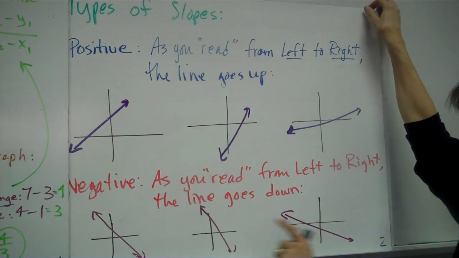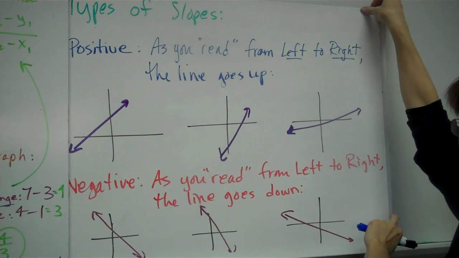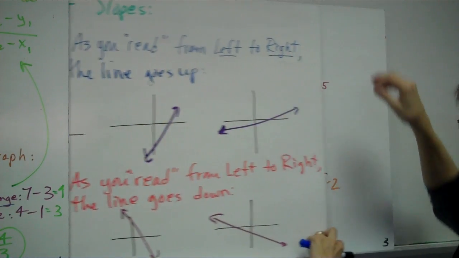And you always want to check yourself. If you've got the slope and it's not negative, but it's going down, then you calculated something wrong. You've got to go back and check and see where you messed up.